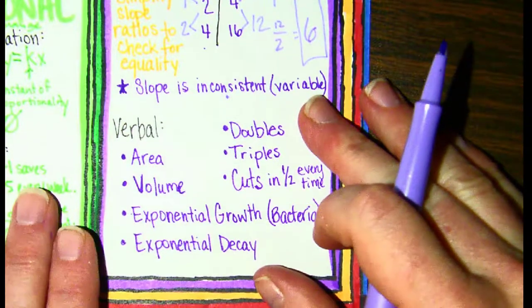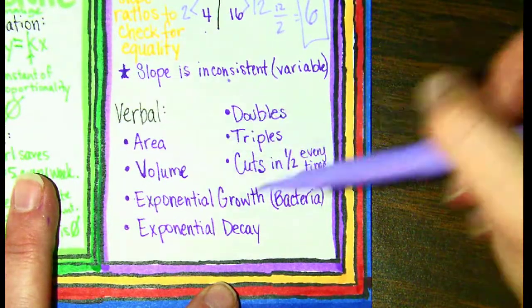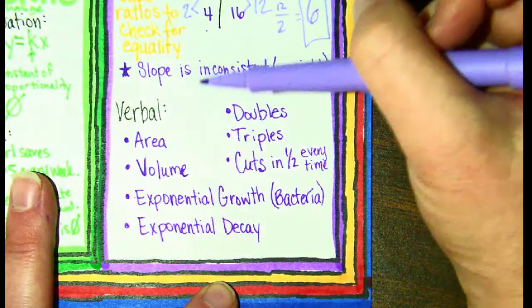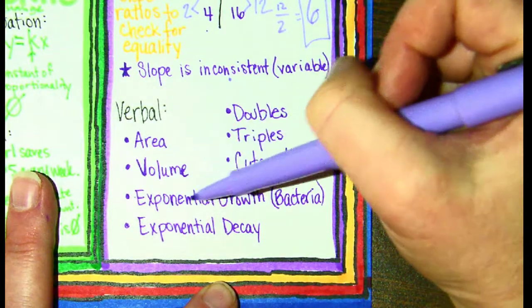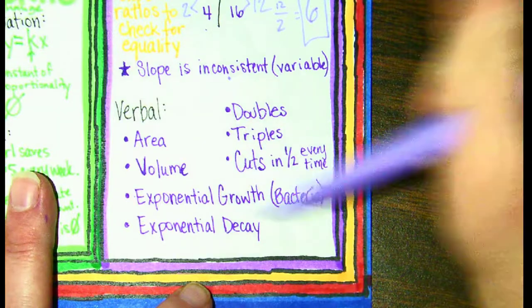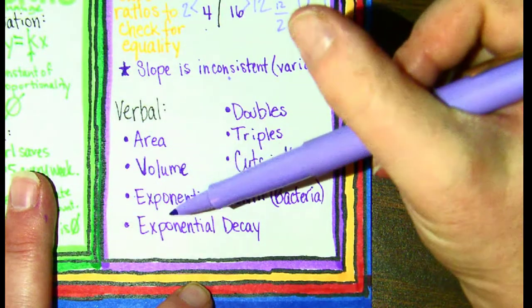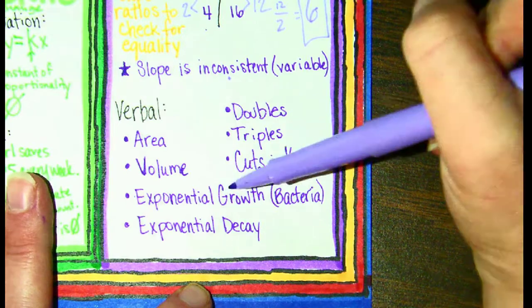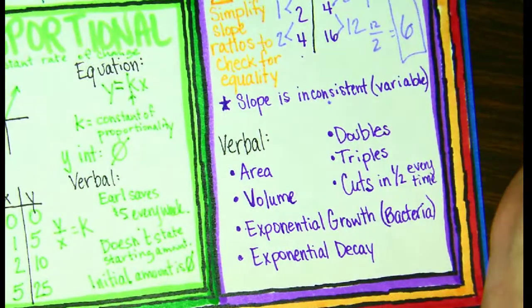Last. Here are some words you need to watch out for that will indicate that it's a nonlinear relationship: area, volume, exponential growth, specifically bacteria as an example of that, exponential decay, or if it mentions doubling or tripling, or maybe even cutting in half every time.